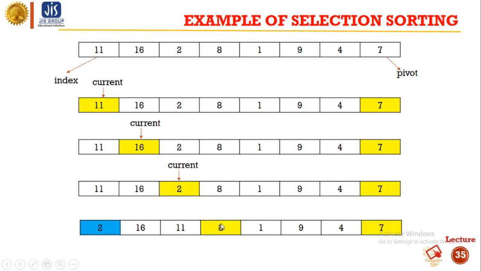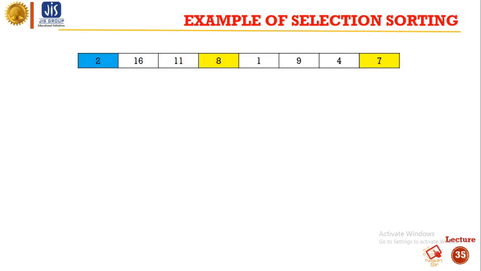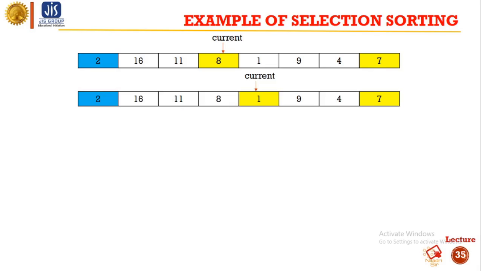Now the current position will be incremented by 1, that is, it is now 8, and the index element is now 16. We'll check whether the current position element, that is 8, is smaller than 7 or not. The answer is no, so there will be no change. Next, the current position element is 1, so 1 will be checked with the pivot element. 1 is less than the pivot element, so there will be a swapping.